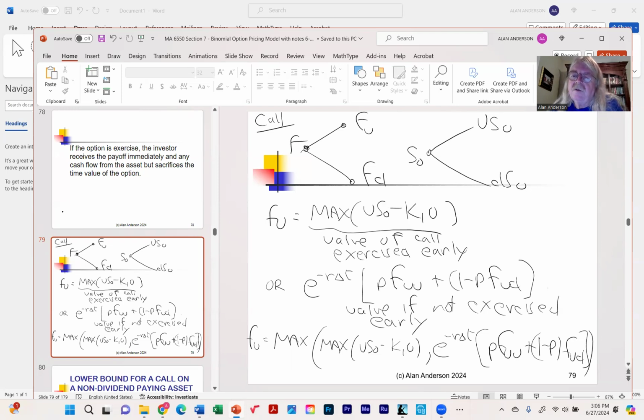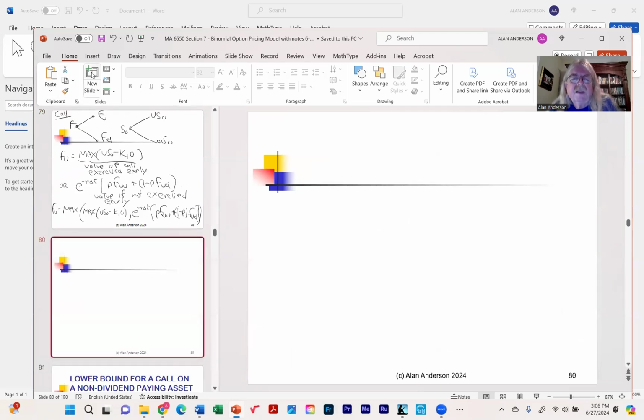So the same thing is going to be true for FD and F. At every one of those nodes, now suddenly we have to introduce the possibility of early exercise. So for example, FD becomes, we'll start with the payoff at that node.